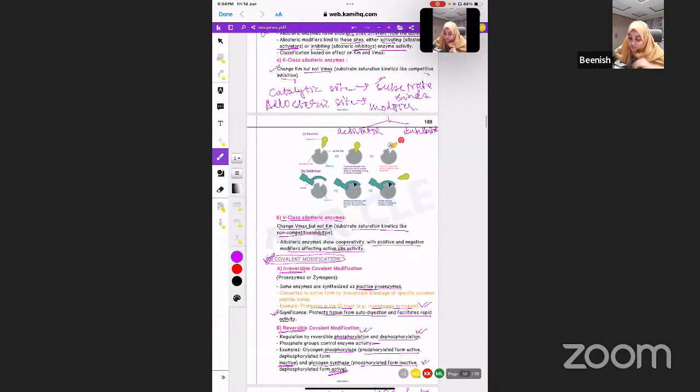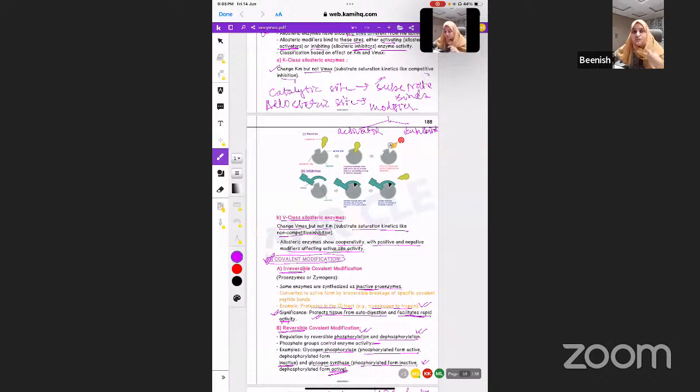Now, another way of regulating enzymes is through covalent modification. Covalent modifications are again of two types, irreversible covalent modification and reversible covalent modification. In irreversible covalent modifications, you have zymogen activation. That is, your enzyme is initially produced in an inactive form, and then through proteolysis or breaking of covalent bonds, it is changed into an active form. And what is the significance of this? It is important because it protects the tissues from autodigestion and facilitates rapid activity. Examples are proteases like trypsinogen being converted into trypsin, chymotrypsinogen being converted into chymotrypsin and all. So they're all examples of irreversible covalent modification.